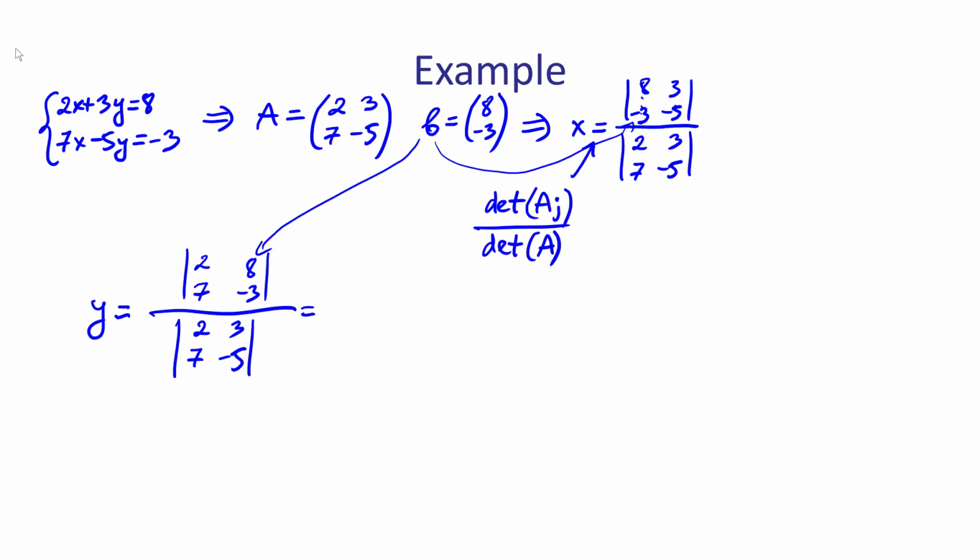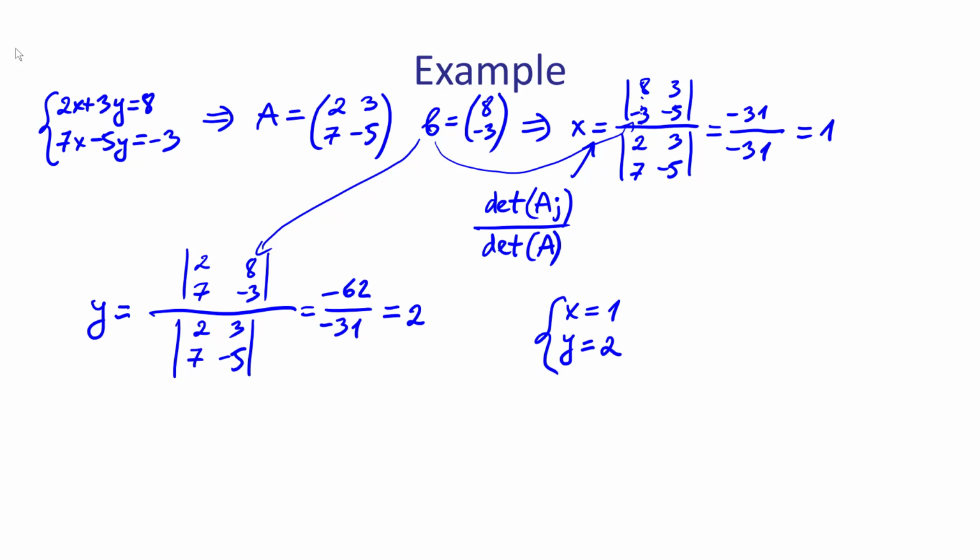Now we can compute both of those things. So the first one will be minus 31 divided by minus 31, which is 1. The second one will be minus 62 divided by minus 31, and this one will be 2. So basically x equals 1, y equals 2. Those are the solutions of that system of equations.